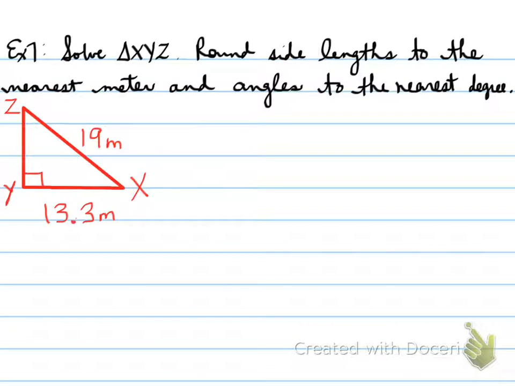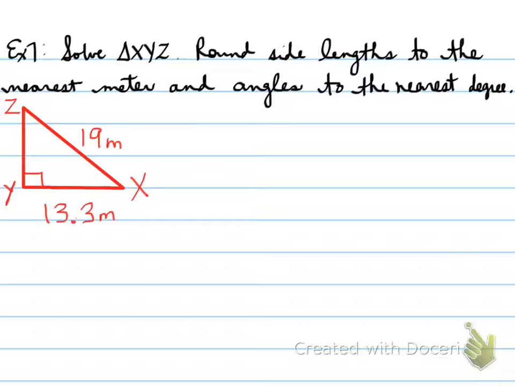And this is our last problem. You're asked here in example 7 to solve for triangle XYZ. You're asked to round side lengths to the nearest meter and angles to the nearest degree. What I recommend that you do right now is stop the video and try this question by yourself. When you're ready, you can start the video again. Stop now.